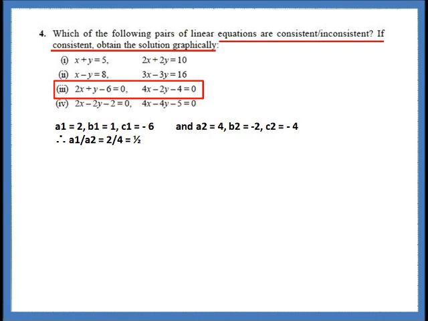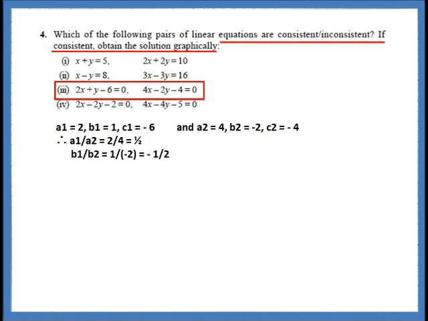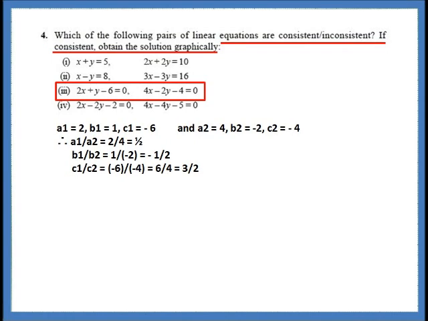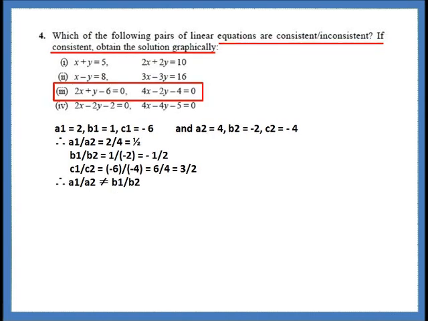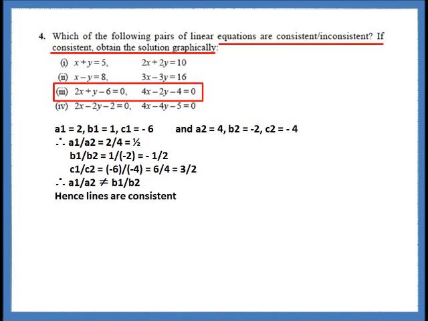Therefore, a1 upon a2 is equal to 2 upon 4 is equal to 1 by 2. b1 upon b2 is equal to 1 upon minus 2, that is equal to minus 1 by 2. c1 upon c2 is equal to minus 6 divided by minus 4, so that is equal to 6 upon 4, that is equal to 3 upon 2. Therefore, a1 upon a2 is not equal to b1 upon b2. Hence, lines are consistent.